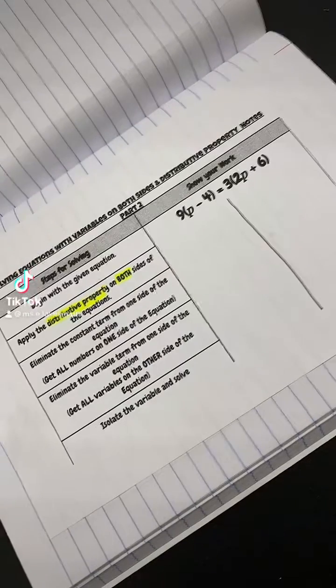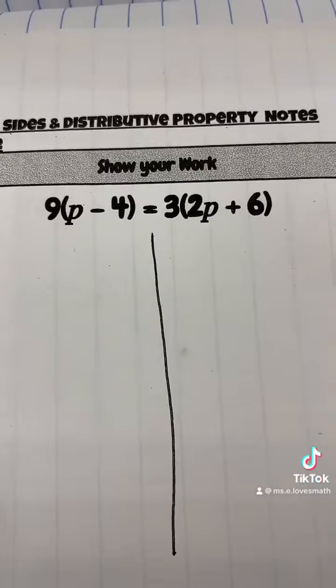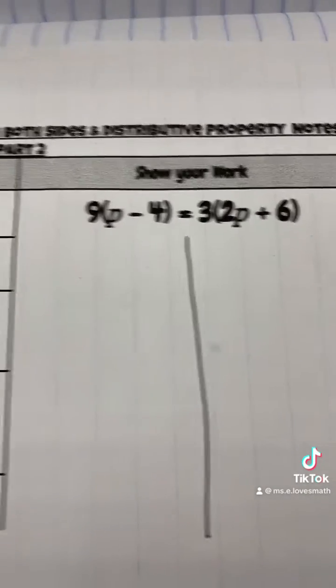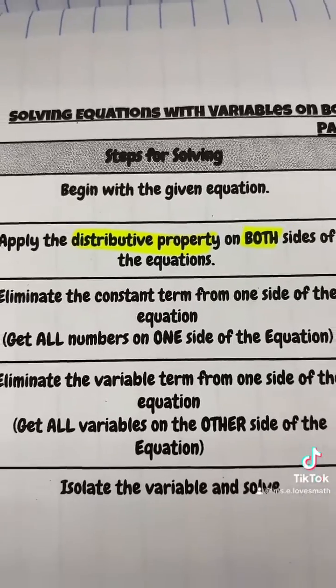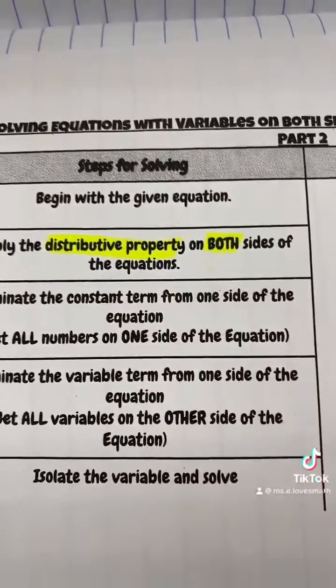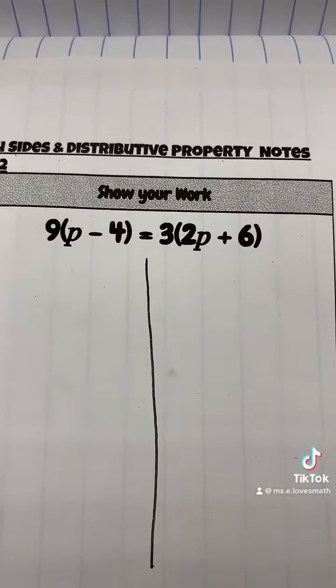The last kind of equation we're going to solve today is one that has distributive property on both sides of the equation as well as variables on both sides. So our first step in this equation for solving is to apply the distributive property on both sides. We need to get rid of both parentheses before we can do anything else.